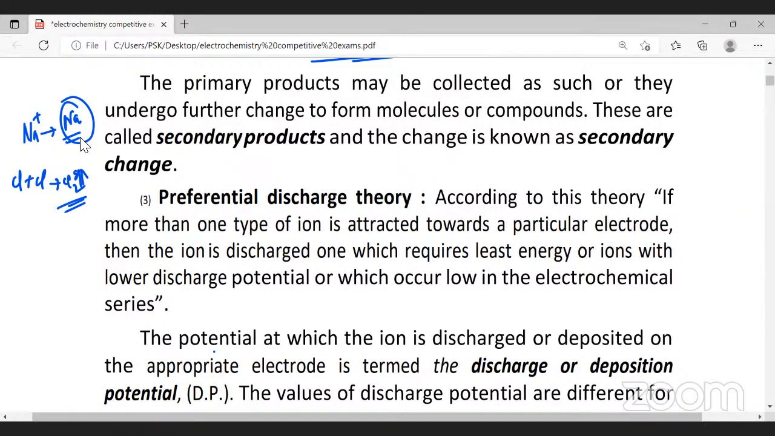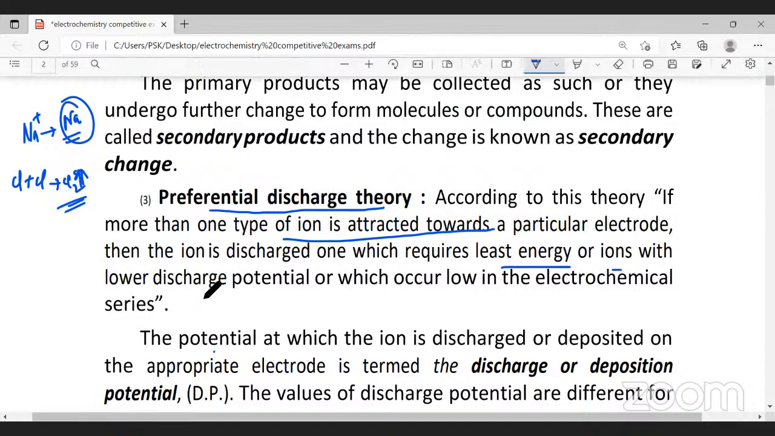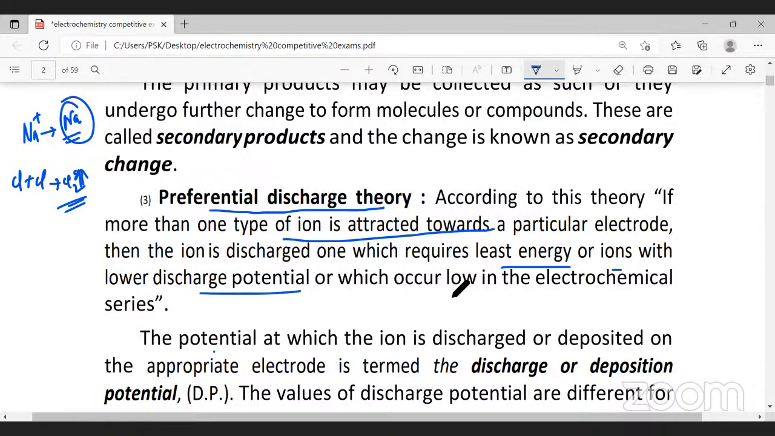Okay. Now, preferential discharge theory. This is not there for your 12th standard, but anyways, we will learn. According to this theory, if more than one type of ion is attracted towards a particular electrode, then the ion discharged is the one which requires less energy, or ions with low discharge potential, or which occurs low in the electrochemical series. Electrochemical series we have to learn in the last part of the topic. Now, what is this discharge potential?